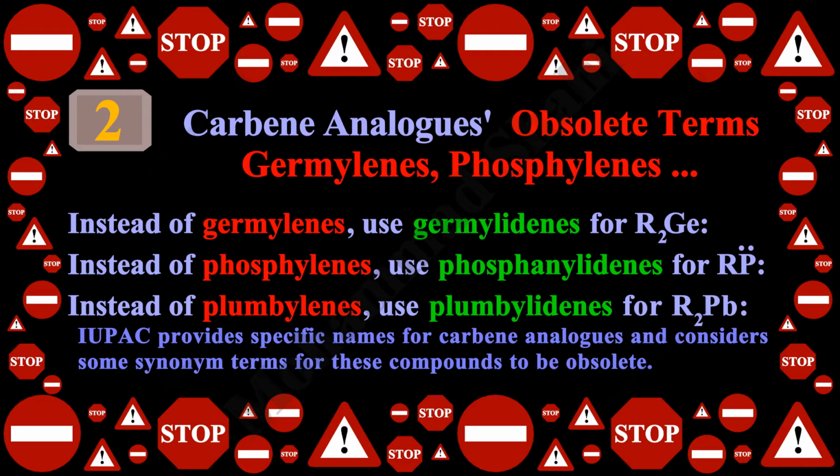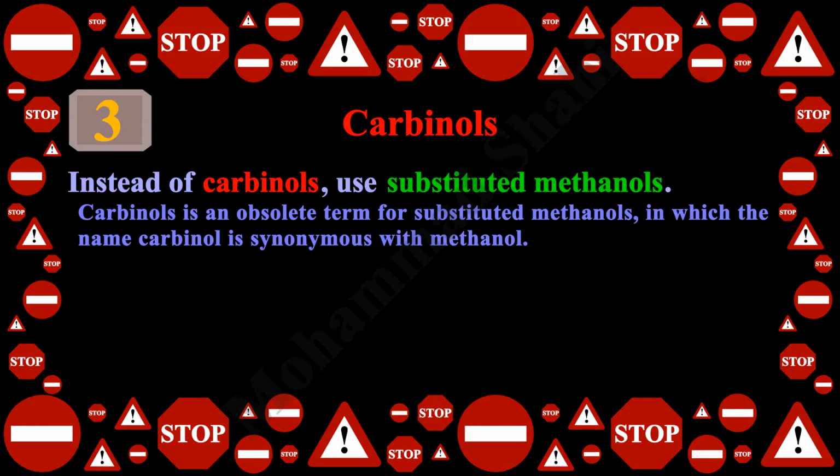Also, carbon analogues of phosphorus having the structure Rp are recommended to be named phosphanolidins, where phosphylenes is considered to be an obsolescent synonym for phosphanolidins. Our third obsolete term is carbinols. Carbinols is an obsolete term for substituted methanols in which the name carbinol is synonymous with methanol.